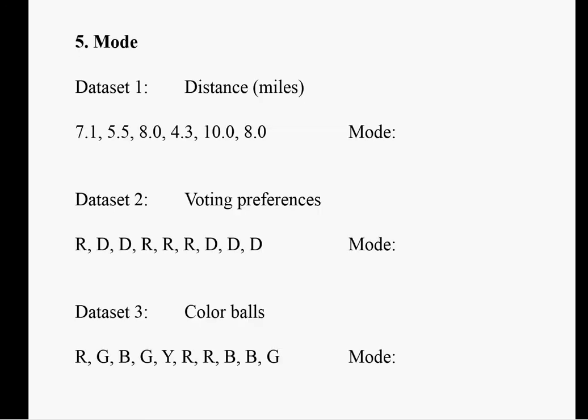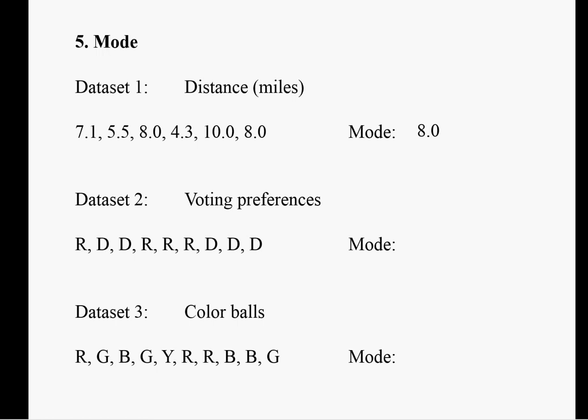The mode. We know the mode is the most frequently occurring value or case in a data set. For the first data set, you have these several numbers. Now, which number occurred at the highest frequency? 7.1 occurred only once, 5.5 occurred only once, 8.0 occurred twice, 4.3 occurred only once, 10 occurred only once. Therefore, only 8 occurs at a frequency higher than 1. Therefore, the value 8 is the mode of this data set.